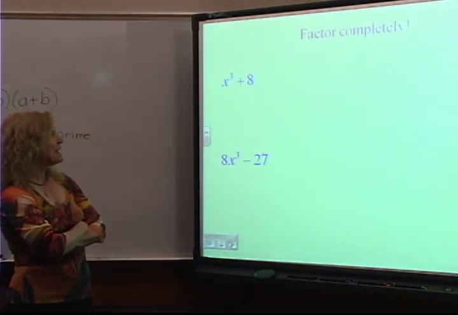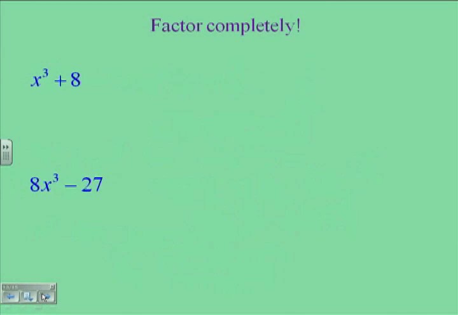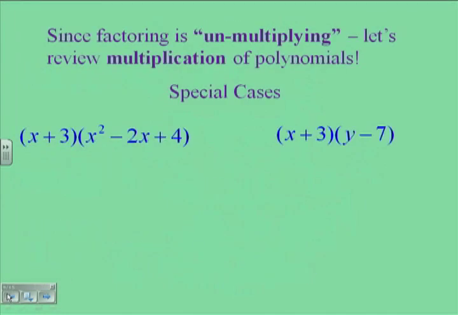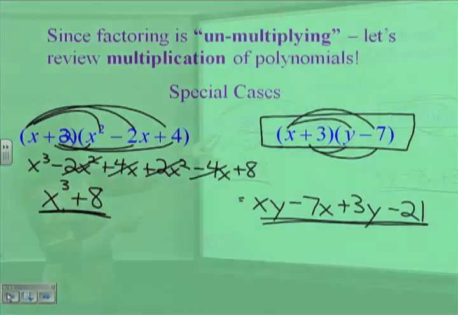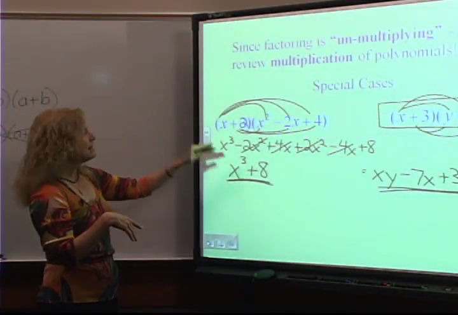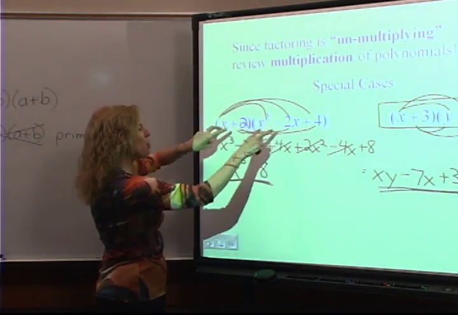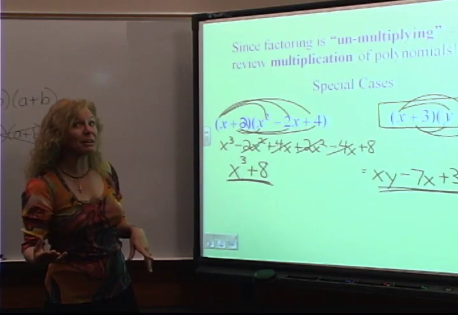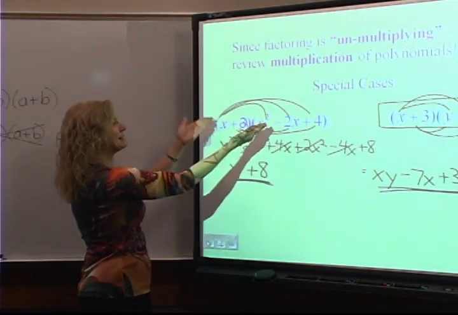Factor completely. And we see this x cubed plus 8. X cubed plus... Didn't we see that one once before? Let's go back here somewhere. It was somewhere in all this multiplying, wasn't it? Yeah, look at this, because I had to even correct it. Now, since these multiplied to give me an x cubed plus 8, guess what? I know how it factors. It factors back to this.